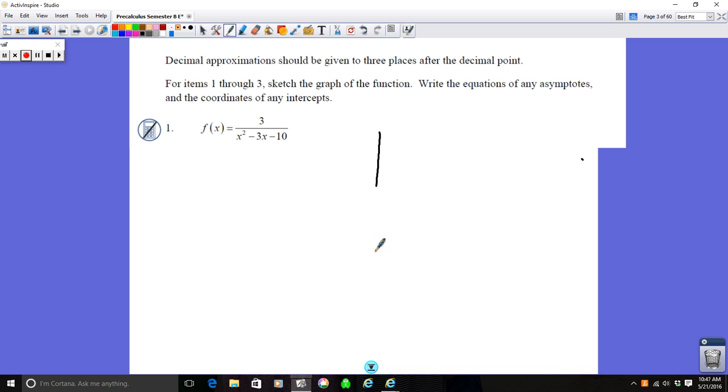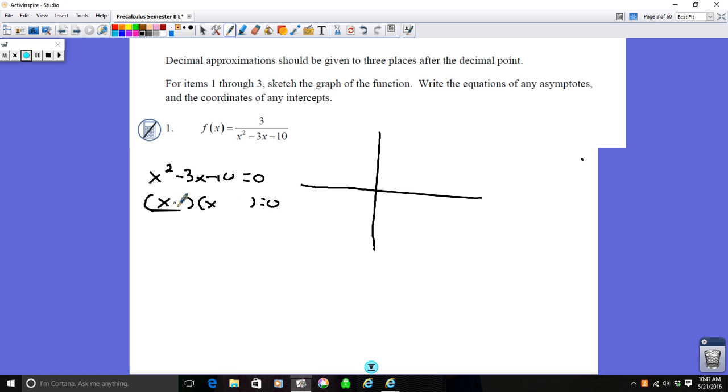Okay, so we're going to start with our asymptotes. And we're going to take that denominator and set that equal to 0. And we're going to solve it by factoring. The factors of 10 that add up to -3 are -5 and +2. So we're going to have an asymptote at x equals 5. So you'd set x minus 5 equals 0 and solve. You get x equals 5 and x equals -2.